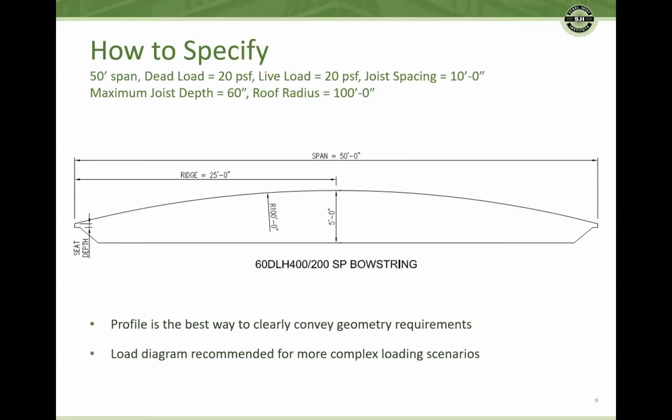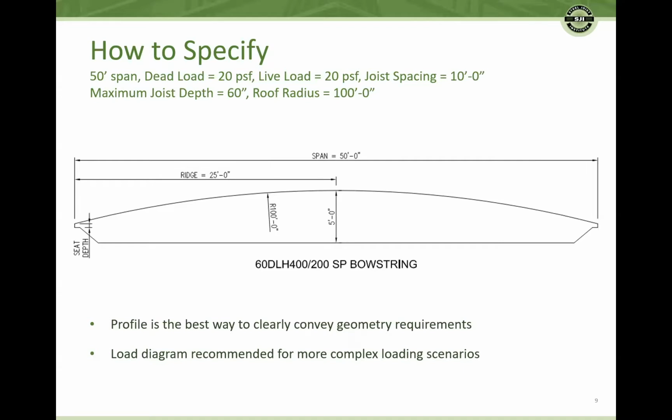This is an example of one way to specify a special profile joist. In this case, a bowstring profile is desired to meet the following criteria: a 50-foot span, dead load of 20 psf, live load of 20 psf, joist spacing 10 feet, maximum joist depth of 60 inches, and a roof radius of 100 feet. For this scenario, a 60 DLH 400/200 may be specified with a profile showing the radius, ridge location, ridge depth, and seat depth. This gives the joist manufacturer the information they need to properly design this joist.